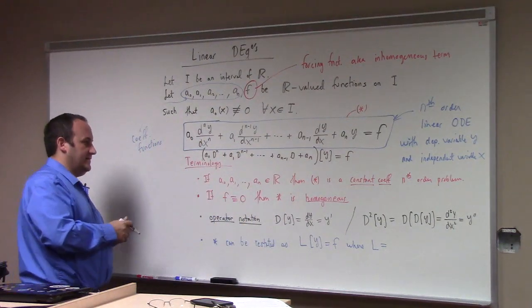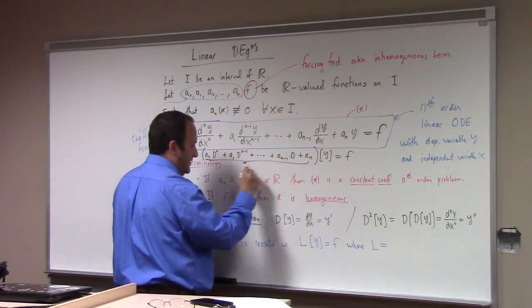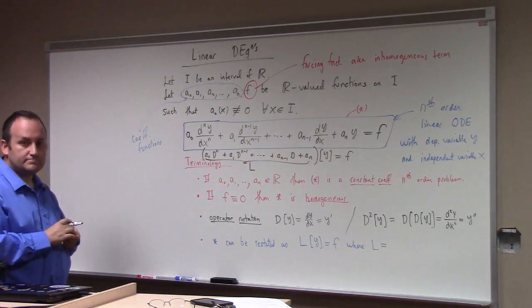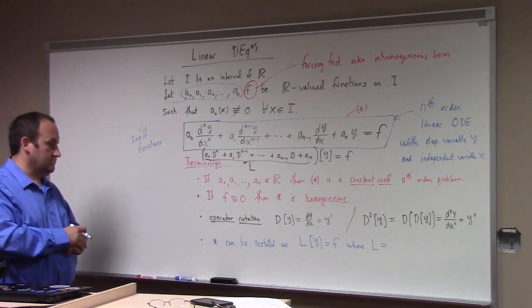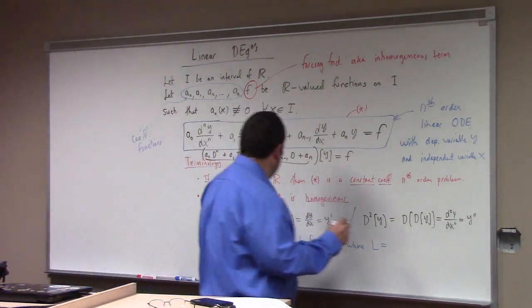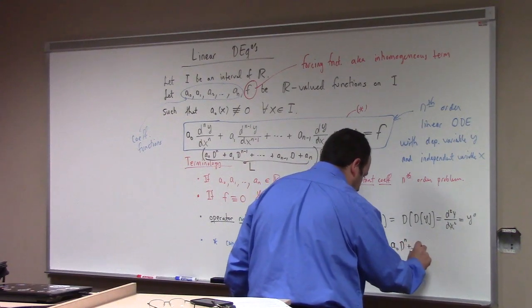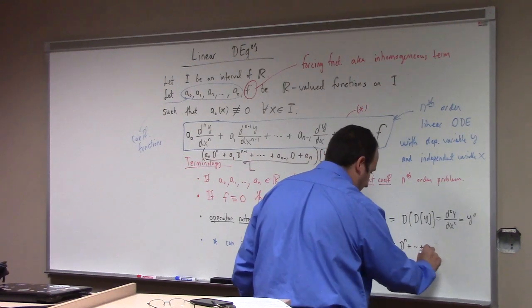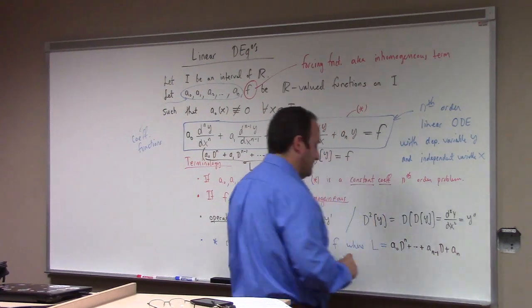So we can look at this thing I just put in parentheses. This whole animal, this is the L. So this can be restated as L of y equals f, where L is equal to a0 D to the n plus a1 D to the n minus 1, and so on, plus a(n-1) D plus a sub n, like that.